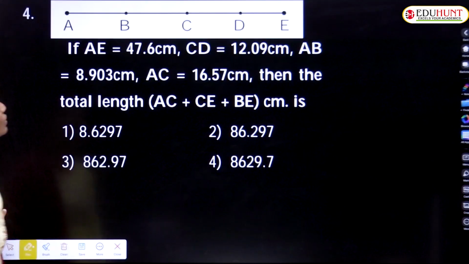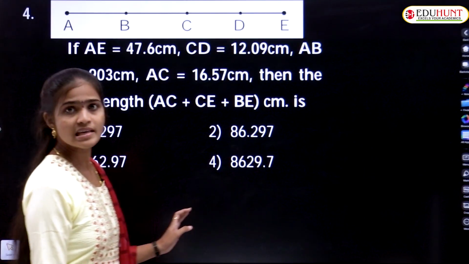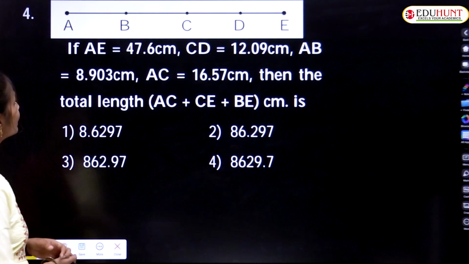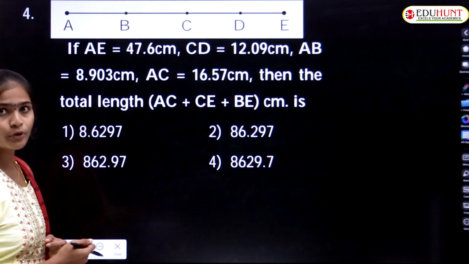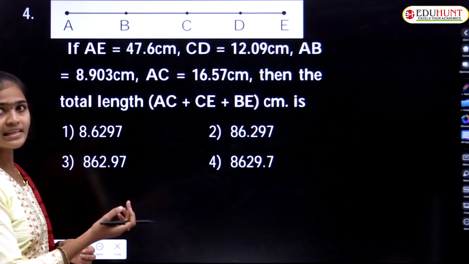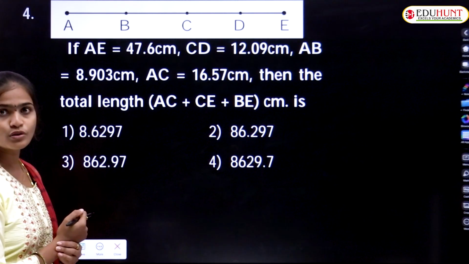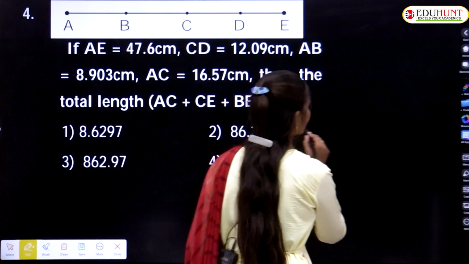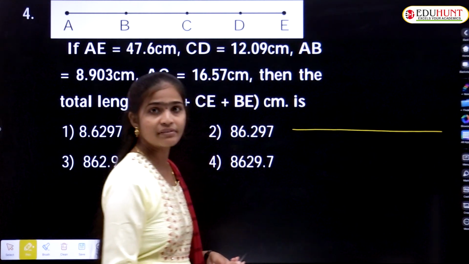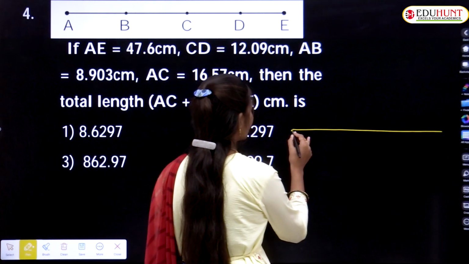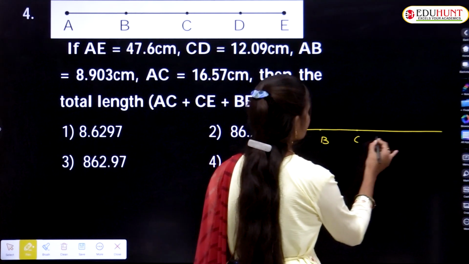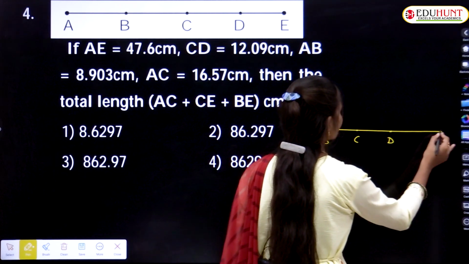Is it clear? So next thing, this is also same as that previous problem, third one. So just observe that given line segment. On that line segment, what points we have here? A, B, C, D and E. So 5 points are there. So here I am going to draw one line segment which is having those 5 points. What are those? A, B, C, D and E.